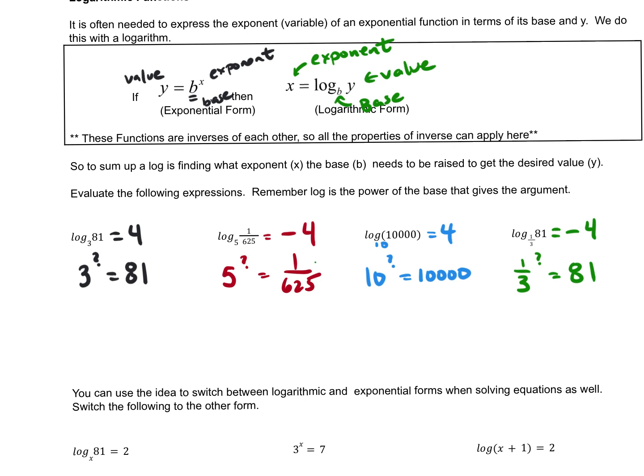So those are several different logs with answers of 4 and negative 4, but very different bases and different values, but the exponent is all either 4 or negative 4. But again, remember, it's just the exponent that we raise the base to get the value. That's all a logarithm is.